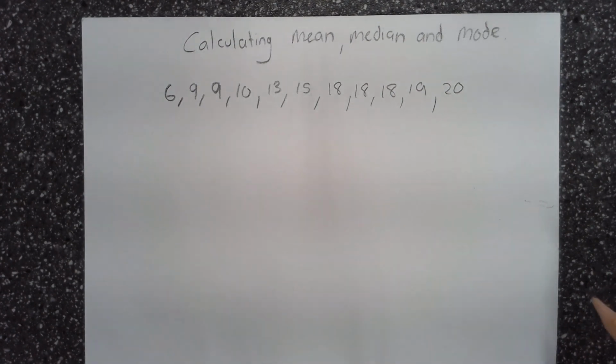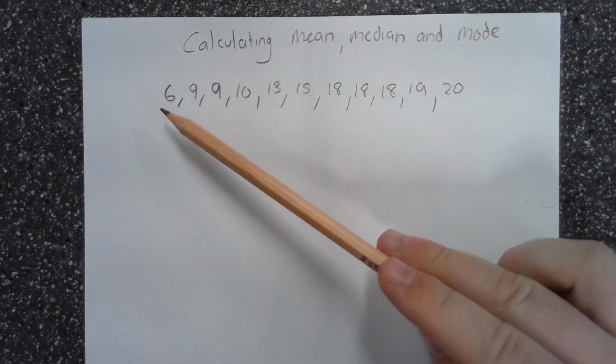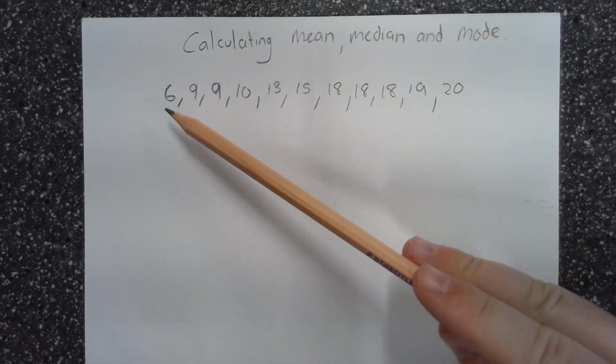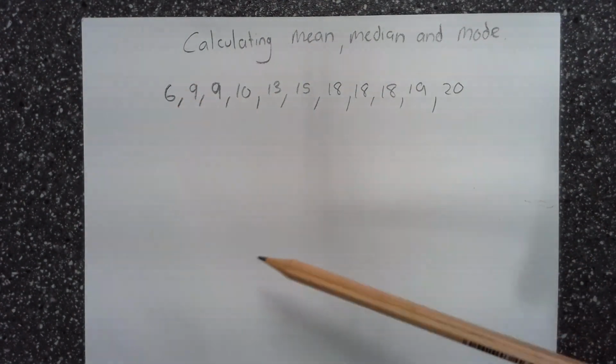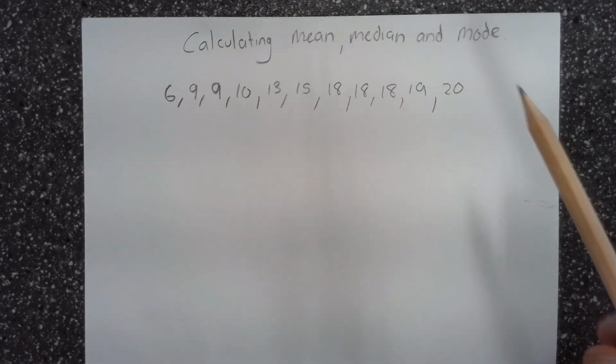Calculate the mean, median, and mode. So we've got our data set here. You can see that it is 11 data values long. We've got 6, 9, 9, 10, 13, 15, 18, 18, 18, 19, 20.